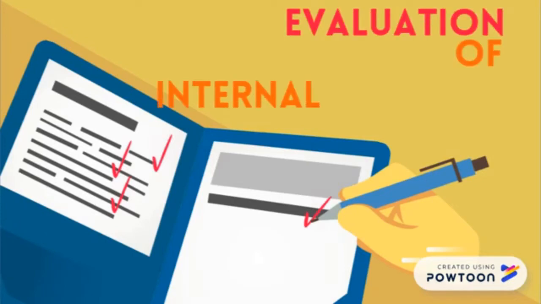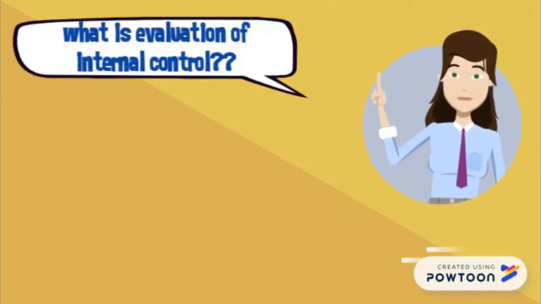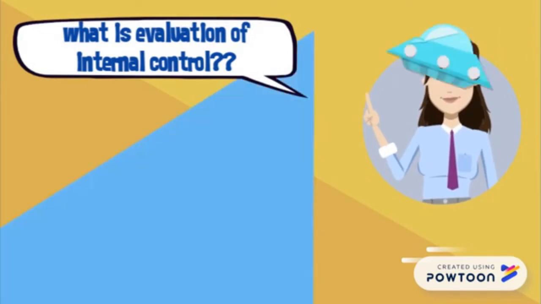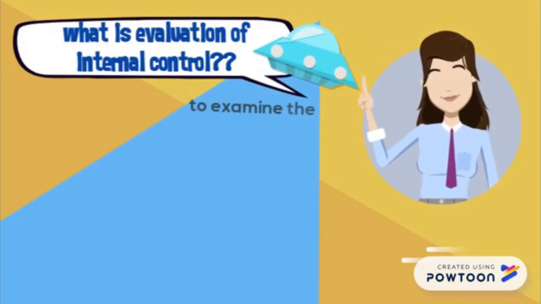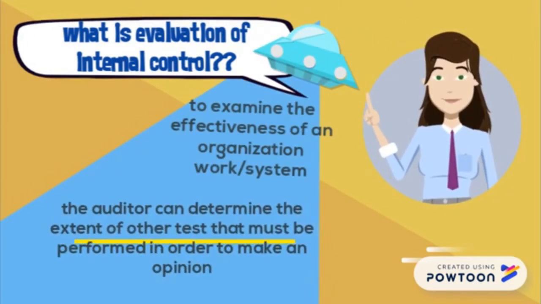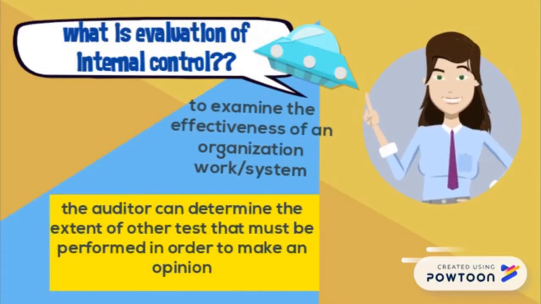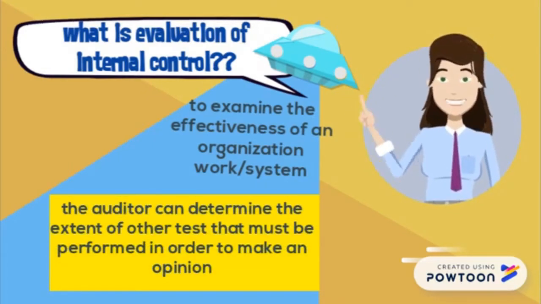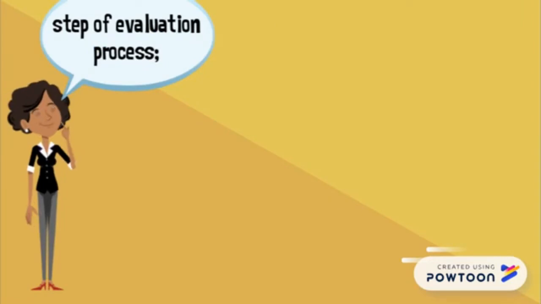Evaluation of internal control. What is evaluation of internal control? It is to examine the effectiveness of an organization's system, where the auditor can determine the extent of other tests that must be performed in order to form an opinion. The steps of the evaluation process.